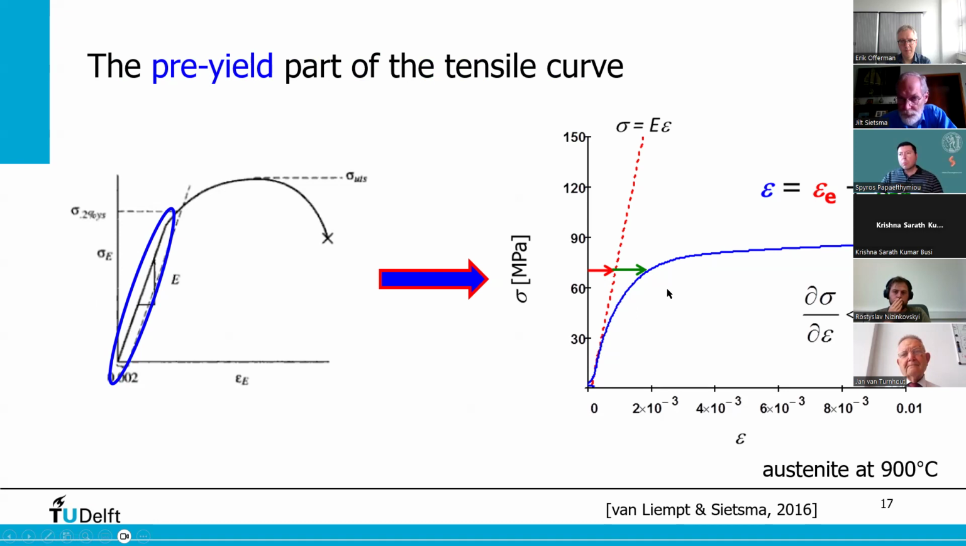On the right-hand side, you see a real measurement, austenite at 900 degrees, and the dotted line is the theoretical Young's modulus line, Hooke's law, but already at very low stresses there's a deviation, so there's an extra strain. There are two components of the total strain: the elastic strain, and with elastic I mean elastic due to the elasticity of the lattice, and an anelastic strain. That anelastic strain increases with increasing stress and strain, and that's the interesting part we want to look at.